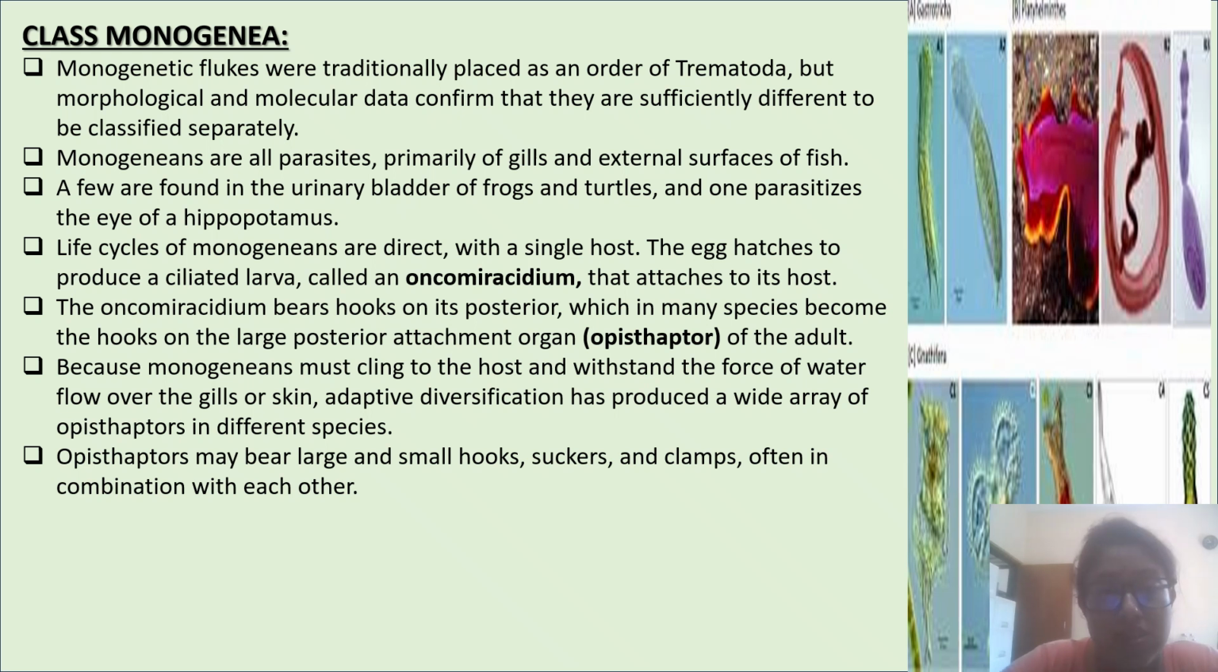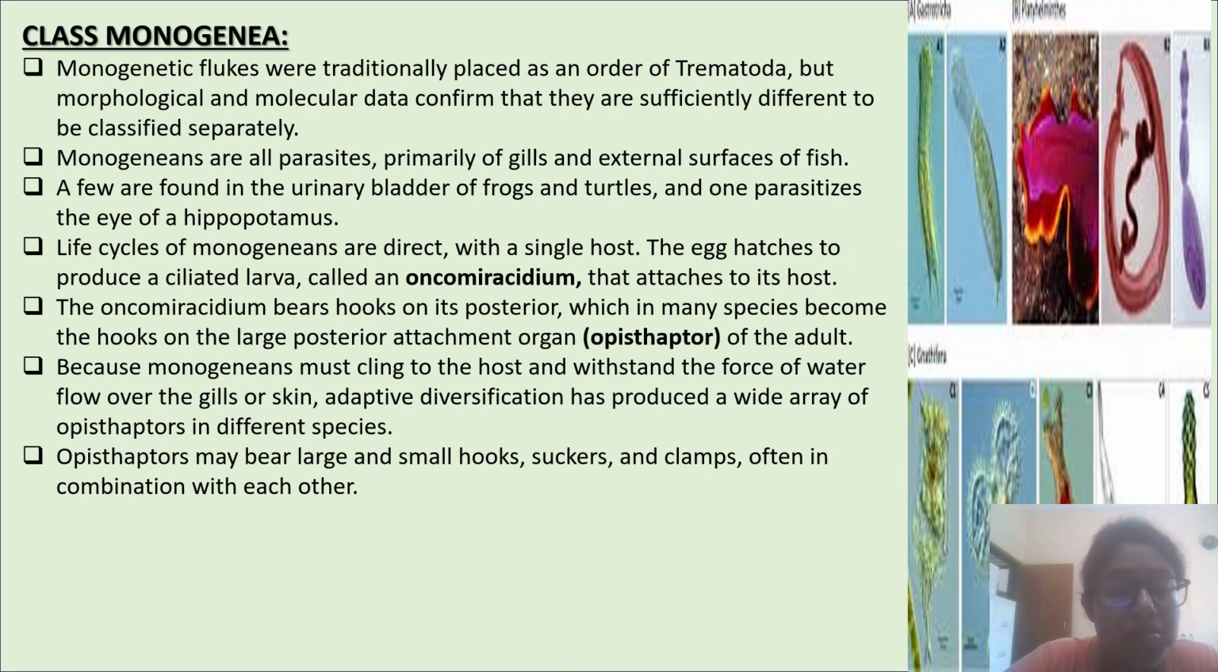The life cycle of monogeneans is direct, with a single host. The egg hatches to produce a ciliated larva called an Oncomiracidium larva. So what is an Oncomiracidium larva? The egg of the class Monogenea hatches to produce a ciliated larva. This larva is called the Oncomiracidium larva, which attaches to its host.